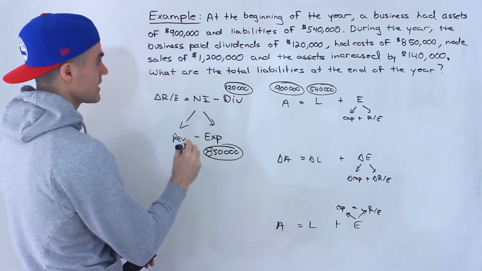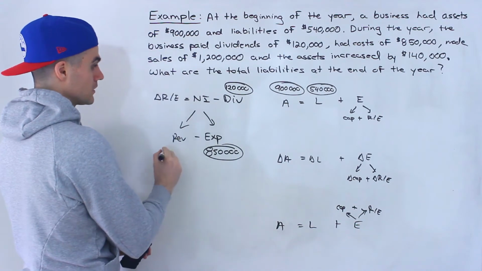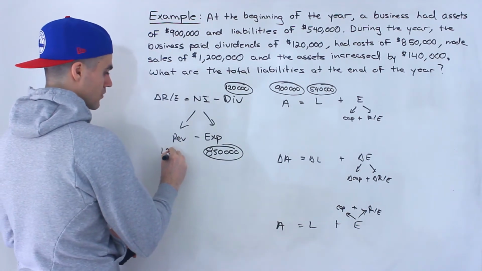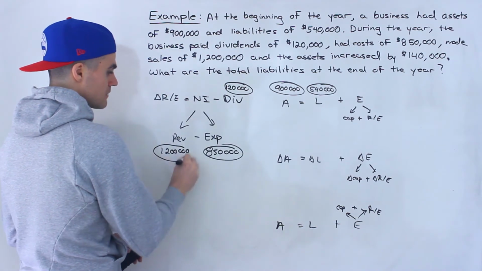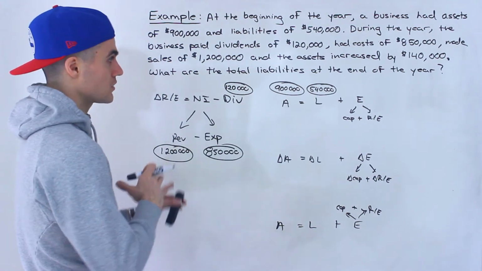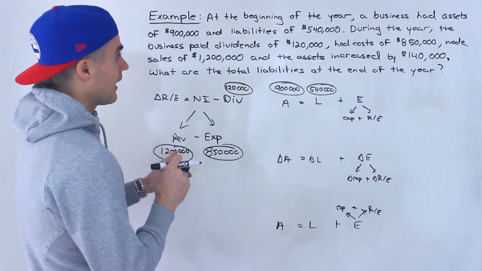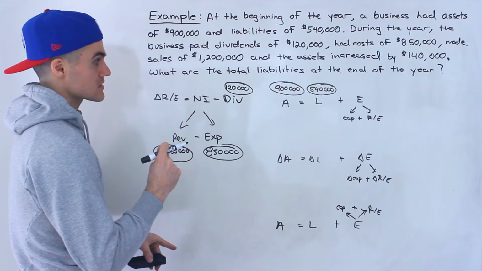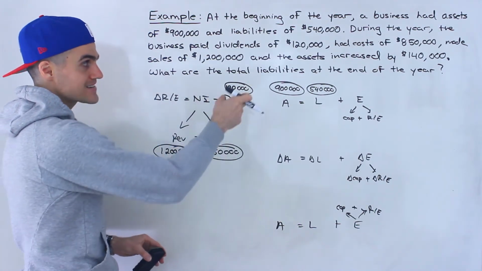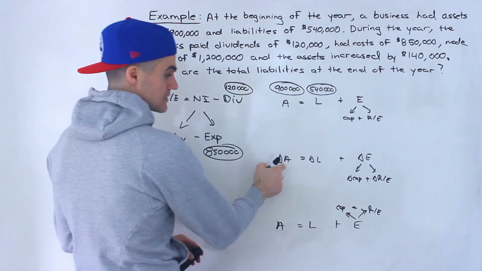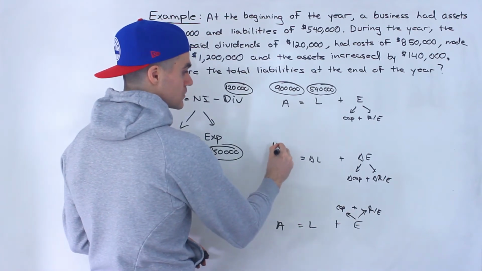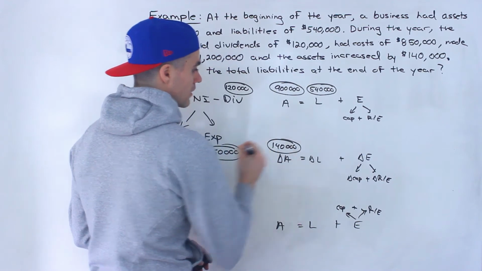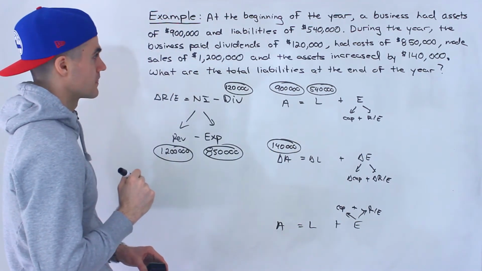And then they made sales of $1.2 million, $1,200,000, which sales is the same as revenue. So you got to be careful in these questions. They may use different words as well. You got to adjust accordingly. And then we're also told the assets increased by $140,000. So where would that go? The assets increased by $140,000. That's a change in assets, which is happening during the year, like that.